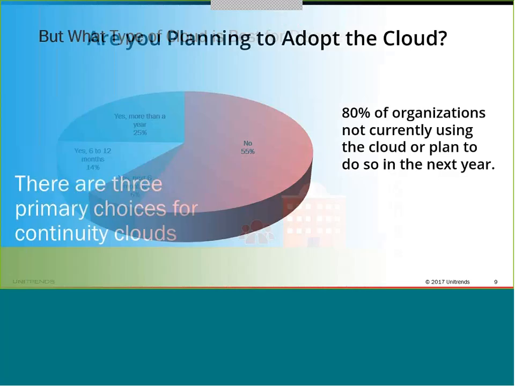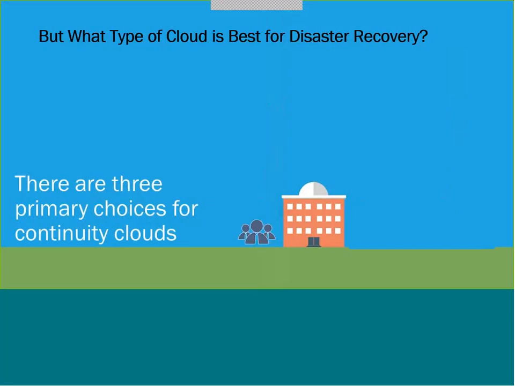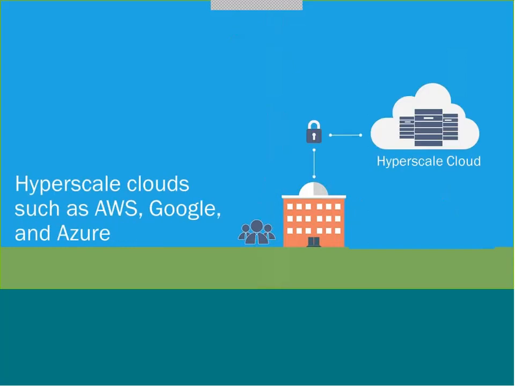Okay, so let's now turn to the cloud, really the topic of this webinar. There are really several different types of clouds that you can choose in order to provide disaster recovery and data protection services. So let's consider what a single site organization would choose and where they could go.